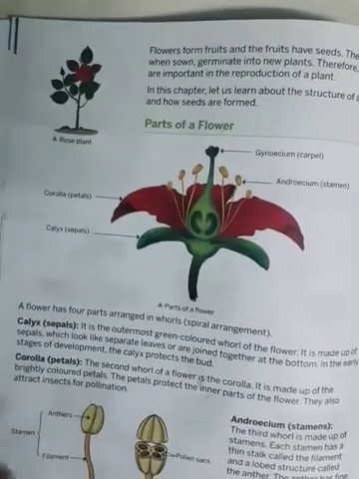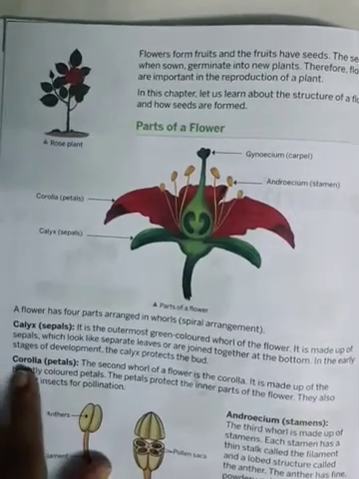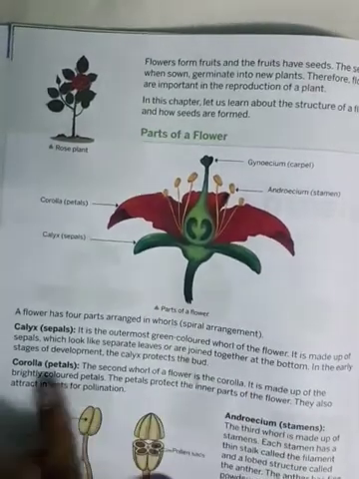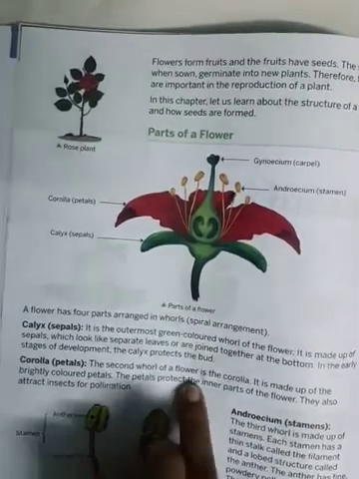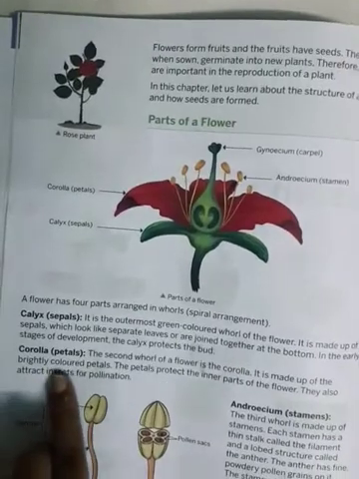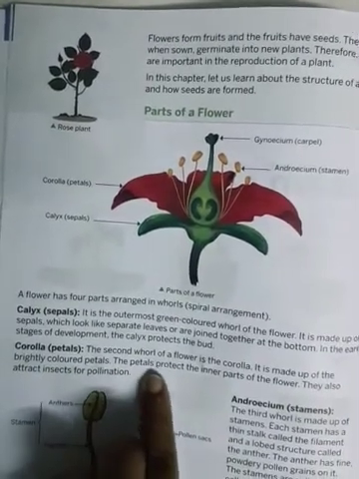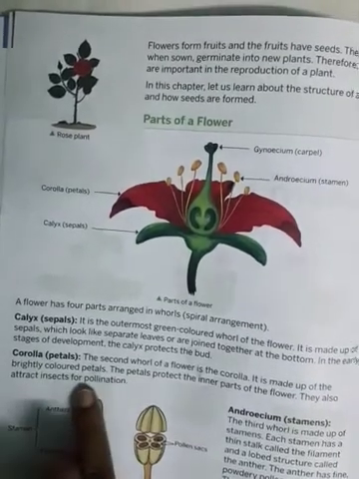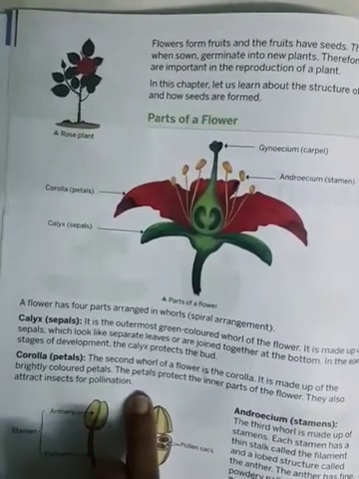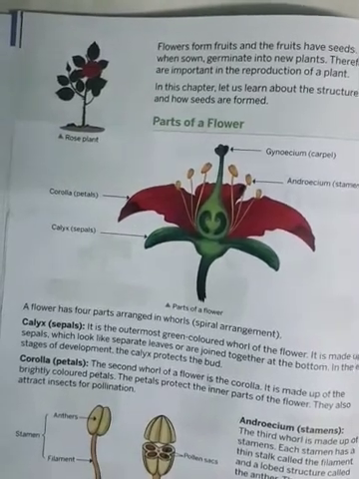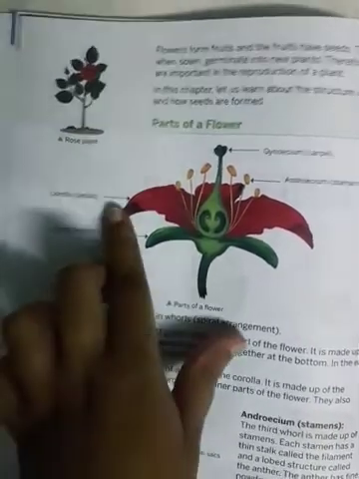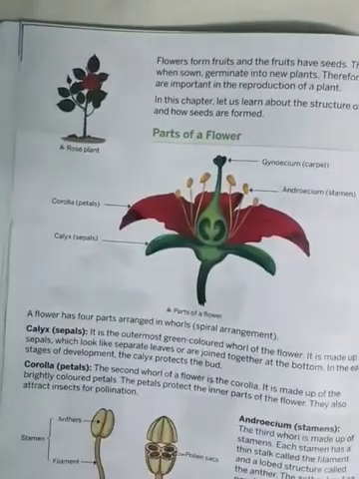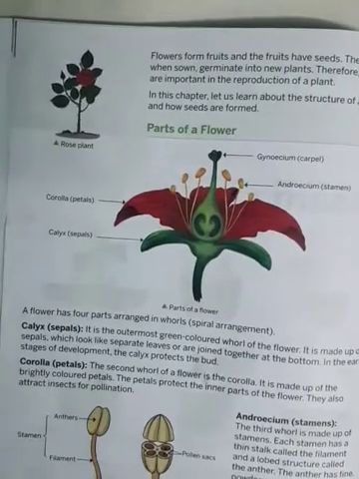Okay. Now see, the next is corolla. The second whorl of a flower is the corolla. The corolla is the second whorl of the flower. It is made up of brightly colored petals. The petals protect the inner parts of the flower. They also attract insects for pollination. See, the corolla is the colored part. Okay, can you see here? It is written corolla here, and it is the colored part. The brightly colored part is the corolla, okay, of a flower.